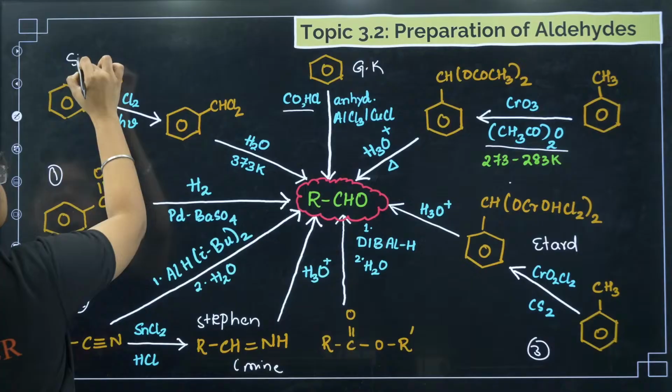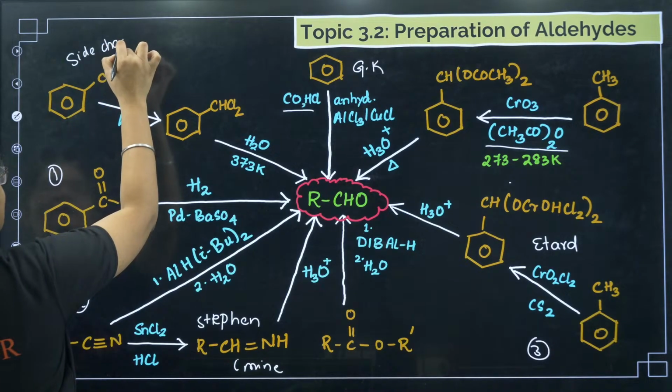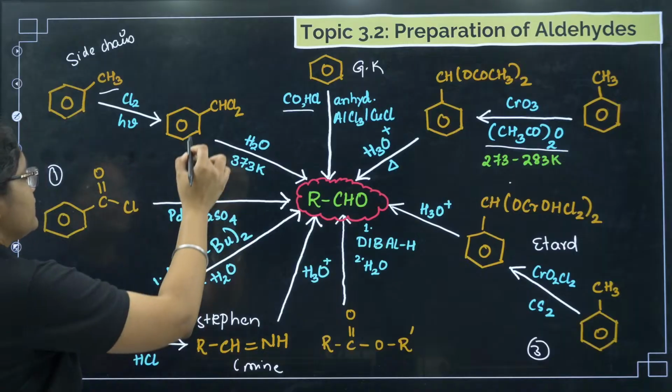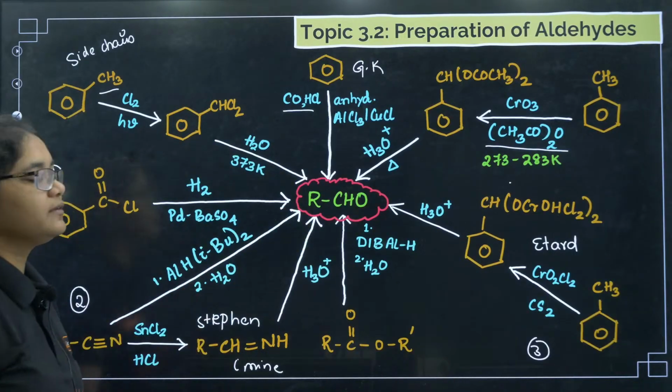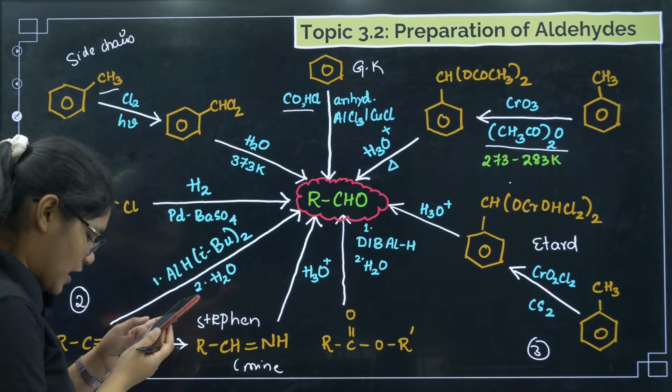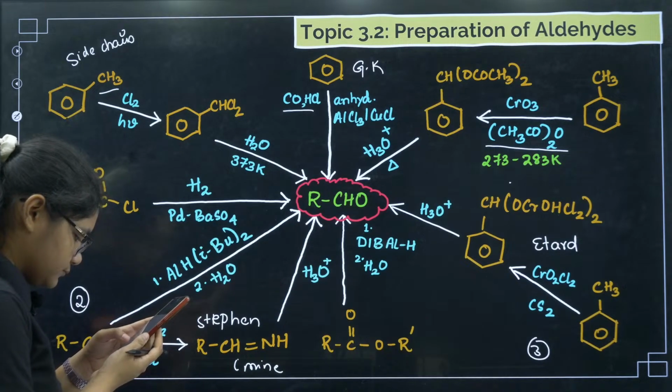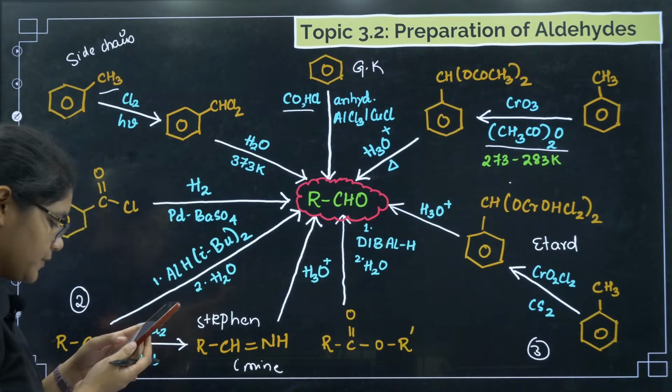And the next one is your side chain reaction. In the side chain reaction, what we do, CH3, you treat it with Cl2 and h nu, you will get CHCl2, and with H2O at 373 Kelvin you will get RCHO. Okay, clear?